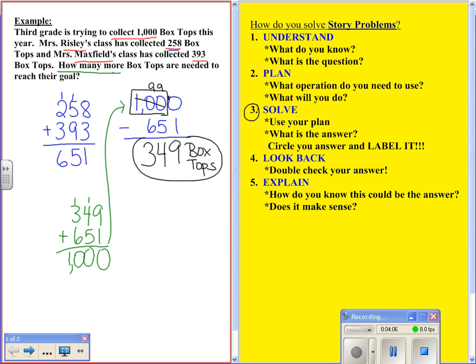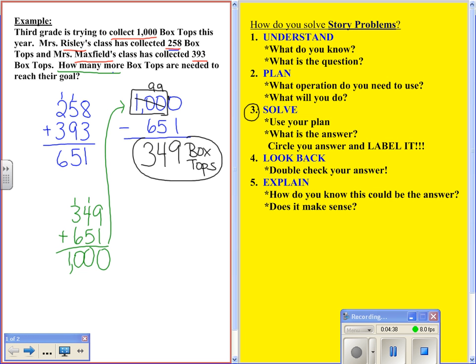But I also want to do step 5 and see, does this make sense? So if I had 1,000 and I took about 200 away, that would give me about 800. And then if I took another almost 400 away, that would give me about 400. So it seems about 359 would make sense. I have a smaller number than what I started out with, and I know I was subtracting. So I should have a smaller number than I started out with, which I do.